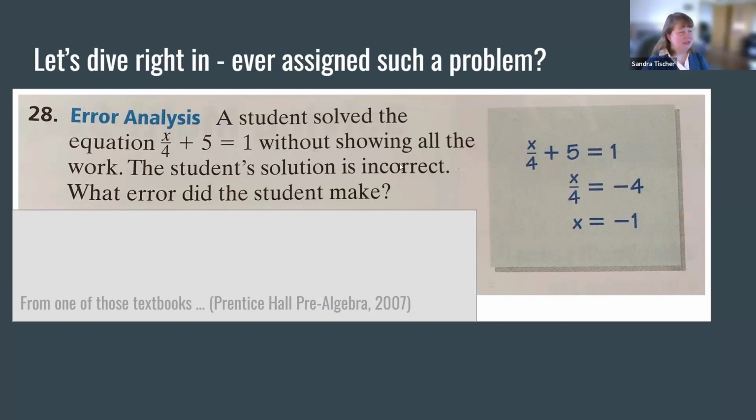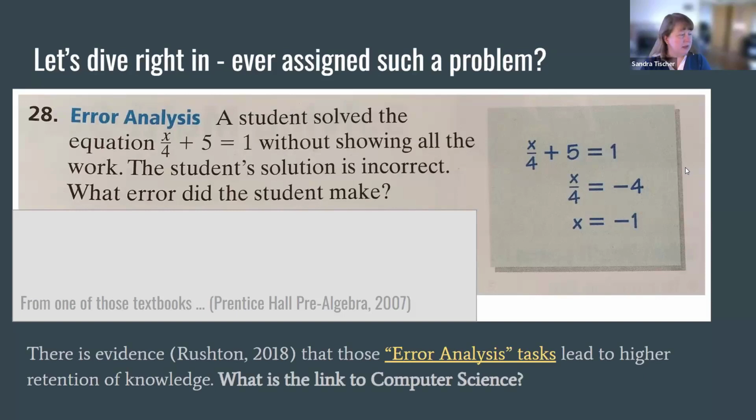And then the question is, why is the error analysis such a bigger question? Because it's a number 28 and not a problem 8 in the textbook, which usually means a little more complex. So what's the benefit of doing something like this? There is evidence that those error analysis tasks lead to a higher retention of knowledge. The question is, how does this link to computer science?